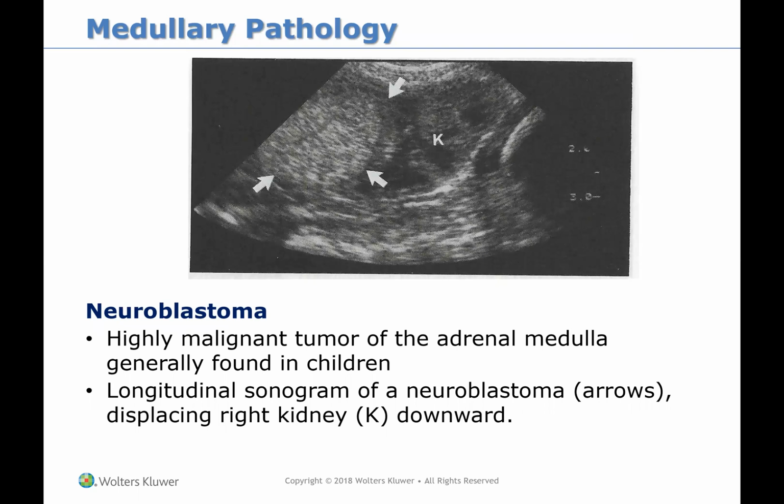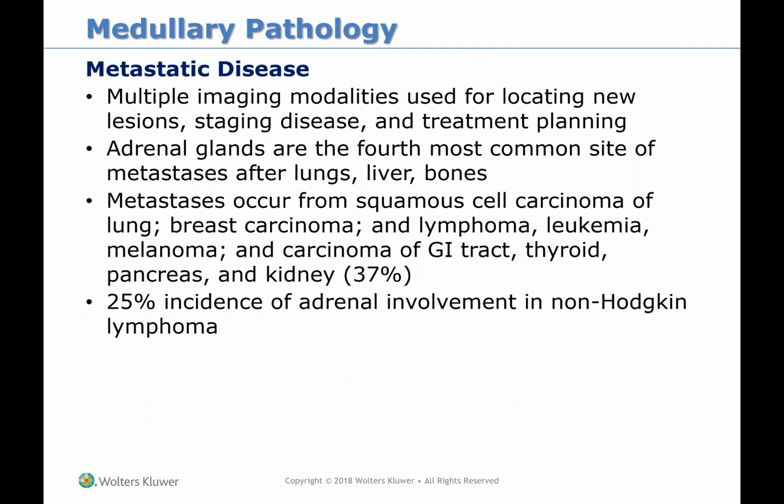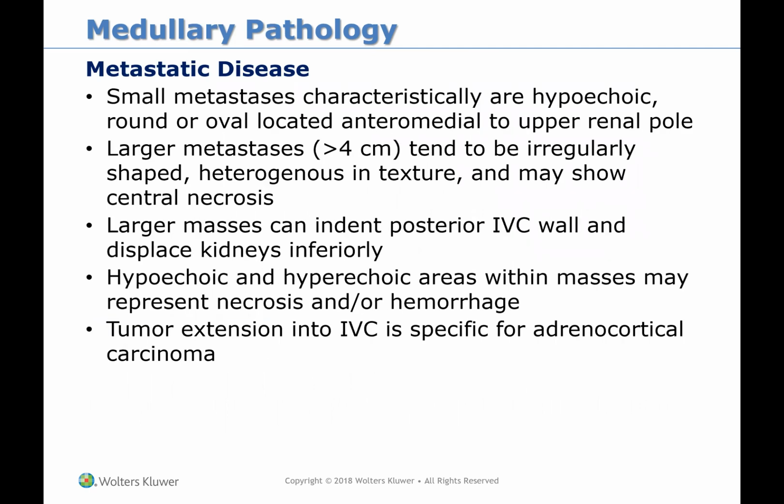A neuroblastoma usually occurs in children. So those can occur in young kids, as can Wilms tumor. And like we said, metastatic disease: adrenal glands are the fourth most common site of metastasis after lung, liver, and bone. Small metastases characteristically are hypoechoic, round or oval, located anterior medial to the upper renal. Larger metastases greater than 4 centimeters tend to be irregularly shaped, heterogeneous in architecture.